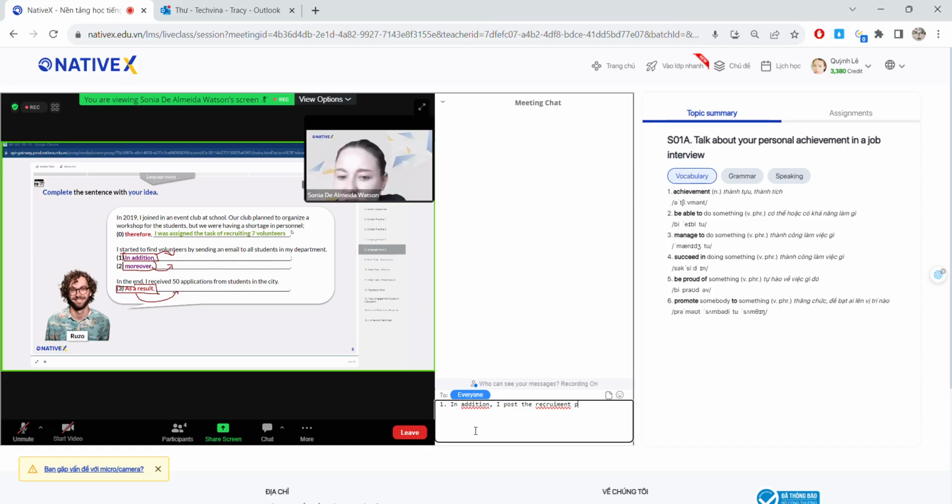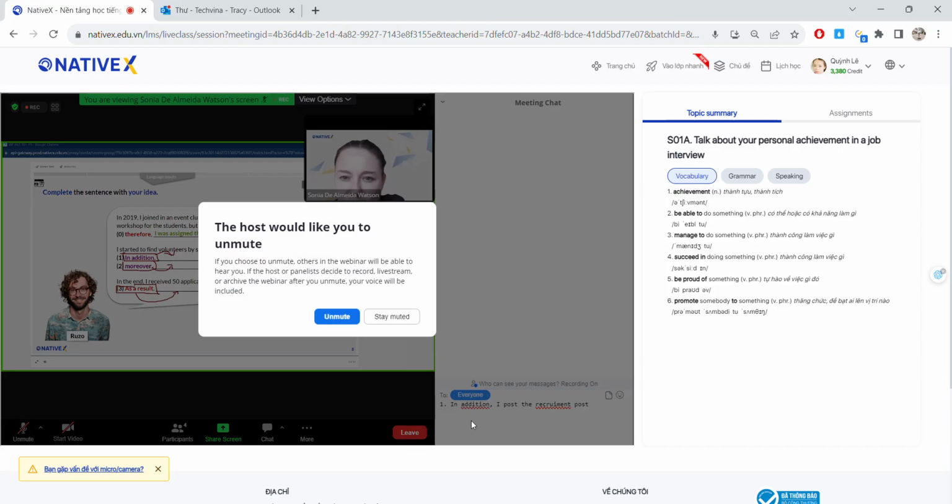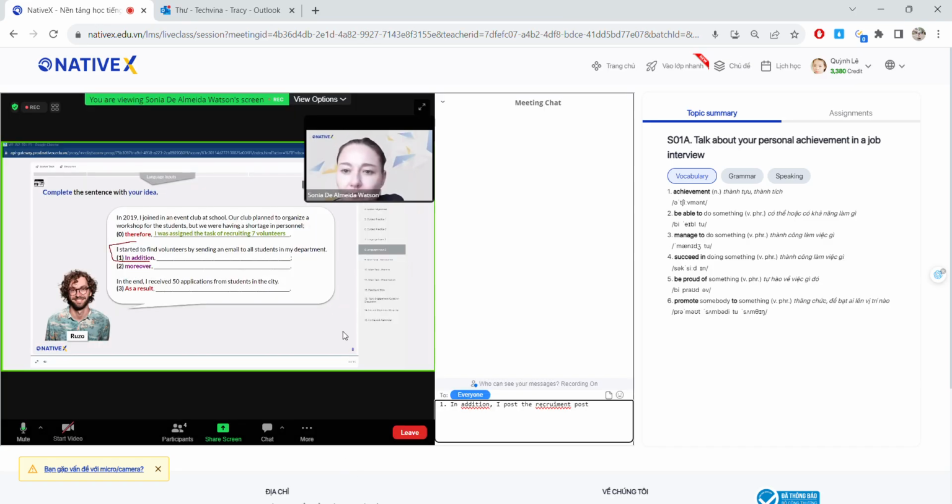Okay, let's do this together. So, Queen, let's try and make a sentence for our second paragraph. Go ahead. Yes, I started to find volunteers by sending an email to all students in my department. In addition, I posted the recruitment post on Facebook and shared it to, we can say social media. Social media. Very good. Thank you.